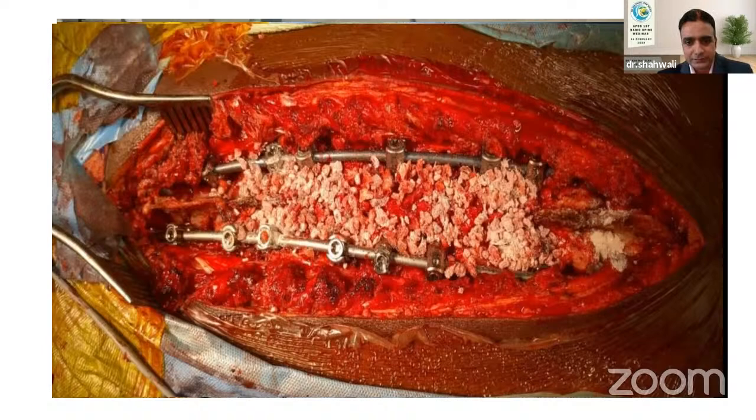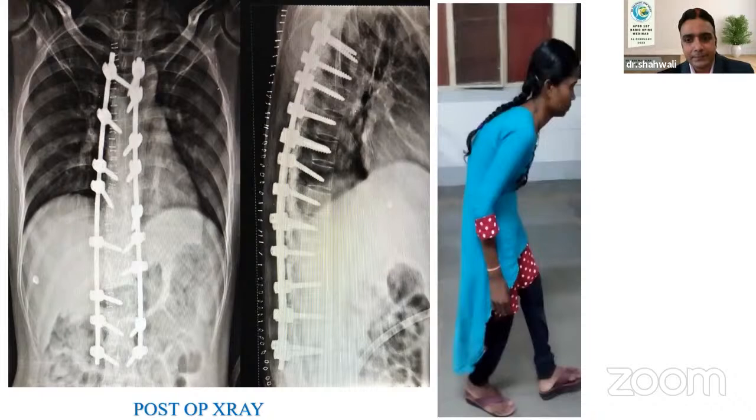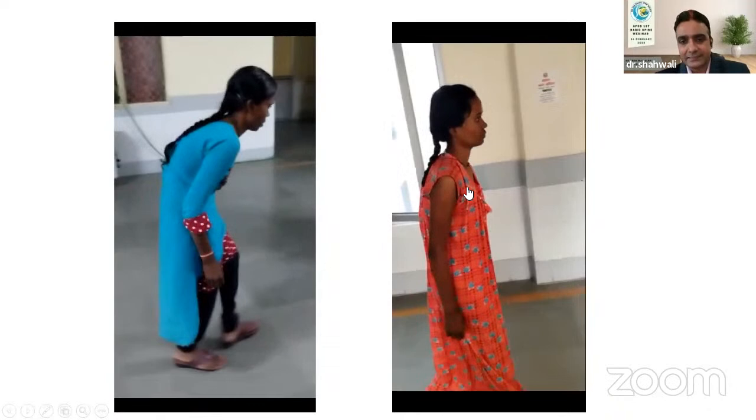Here is a post-op x-ray for this patient, and from the pre-op clinical picture to this clinical picture at the time of discharge. Here is the pre-op walking gait compared to the post-op walking gait, and this post-op walking gait video was taken at the time of discharge. The patient is not having back pain right now.